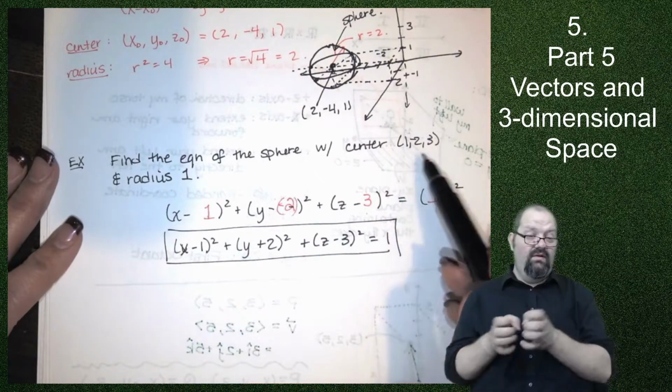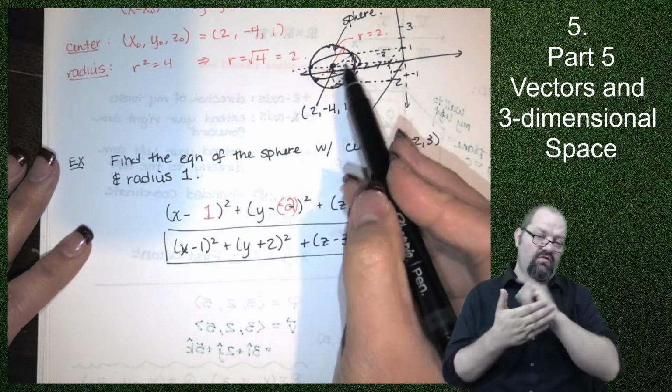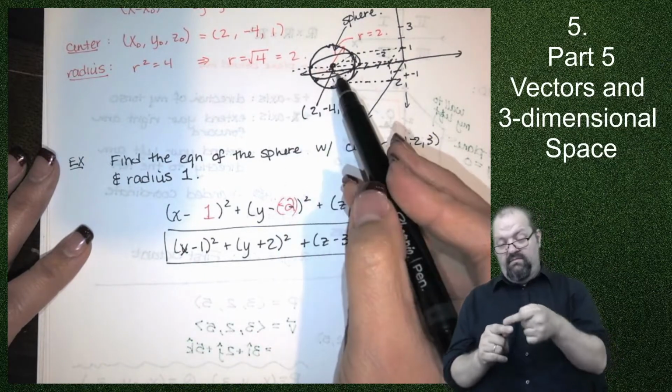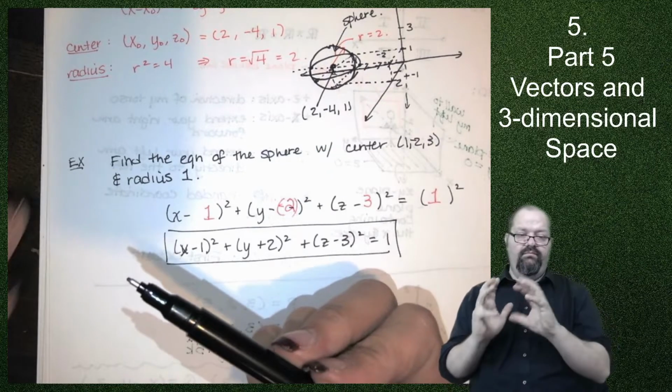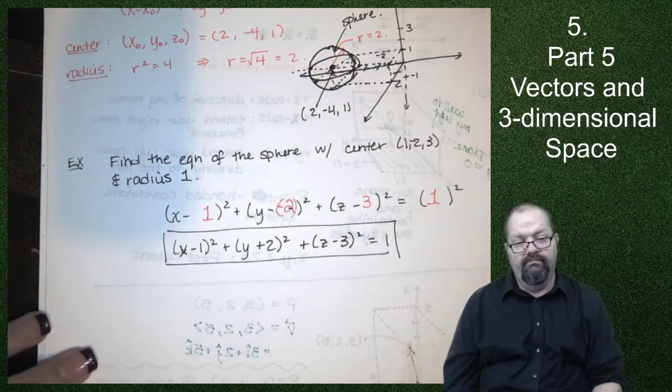And we could graph it by plotting that point and then just drawing points. You want to go forwards and backwards r units, left and right r units, and up and down r units in order to find those points on the sphere.